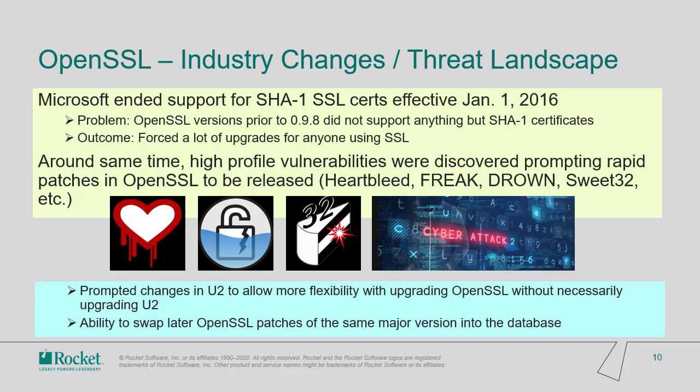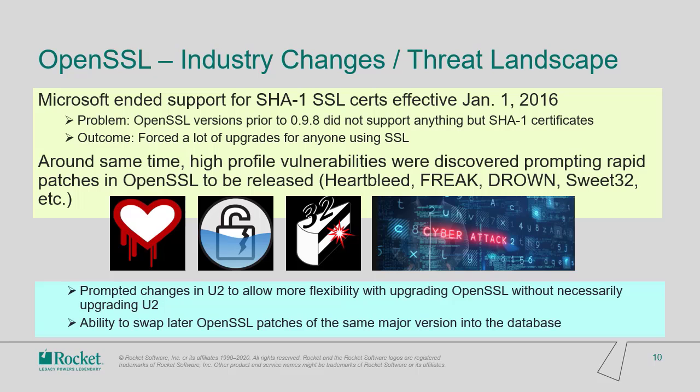Also, starting about that same time, there were some high-profile vulnerabilities discovered in OpenSSL, and it prompted some rapid patches by OpenSSL. A few there, just to mention some of them: Heartbleed, Freak, Drown, Sweet32. The list goes on there. What this did is lead to changes in U2 to just allow more flexibility with OpenSSL in the products.